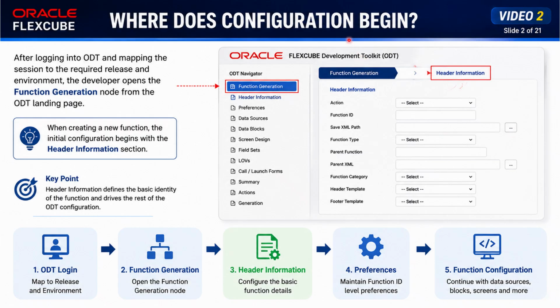After logging into Oracle FLEXCUBE ODT, the developer maps the session to the required release and environment. From the ODT landing page, the developer opens the function generation node. When creating a new function, the initial configuration begins with the header information section. This is where the basic function-related information is provided before moving to the remaining configuration areas.